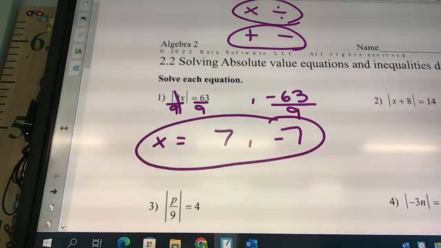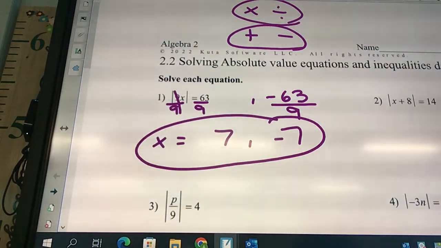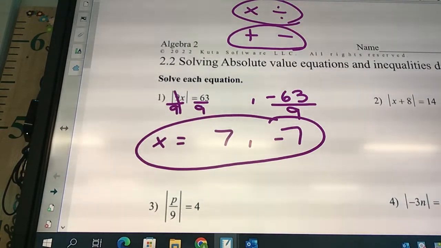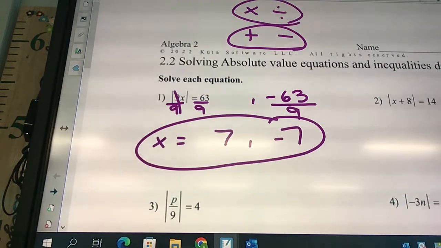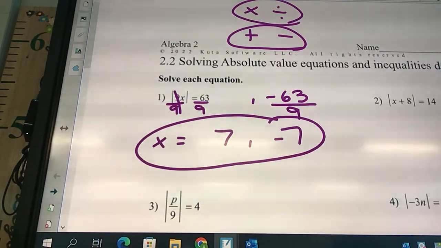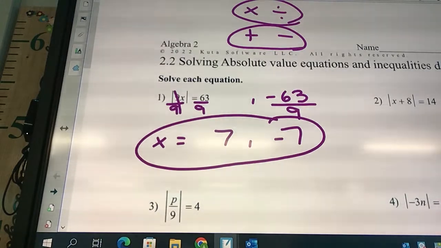Here's what I don't want you to get in the habit of. They are not always going to be like +7, -7. On some of them they will be, some of them they won't be. So don't just go and solve one and not the other one.